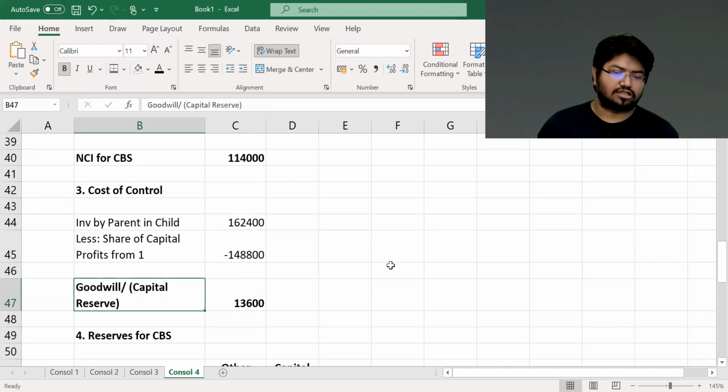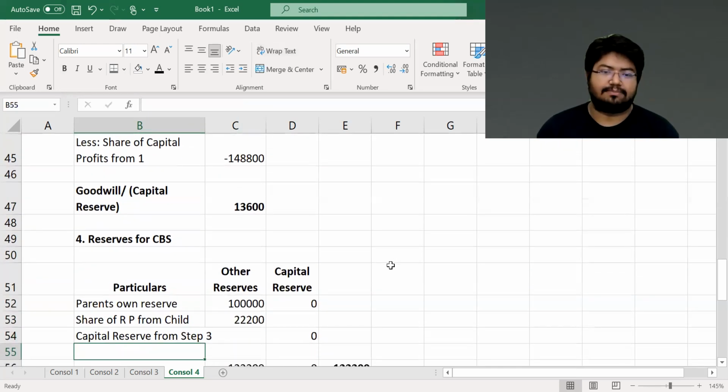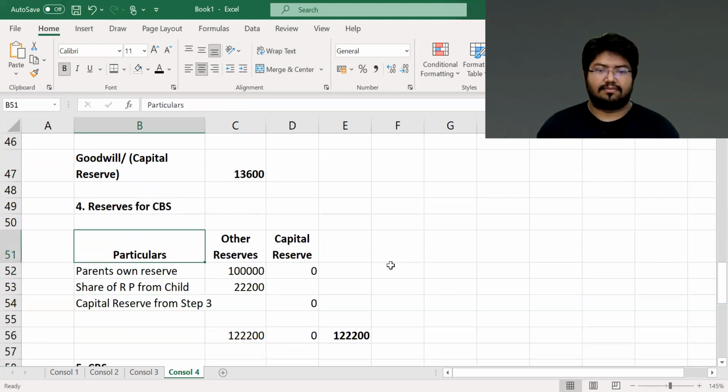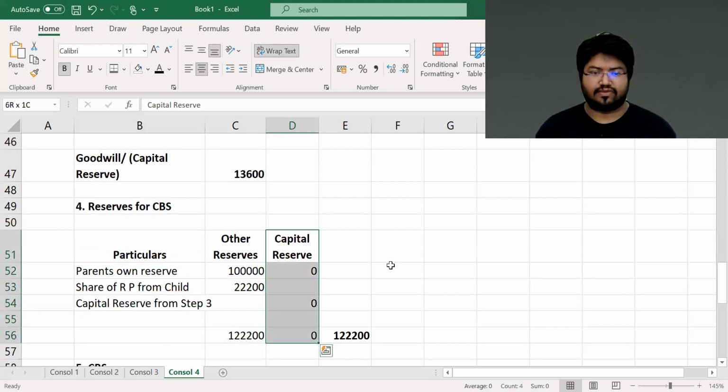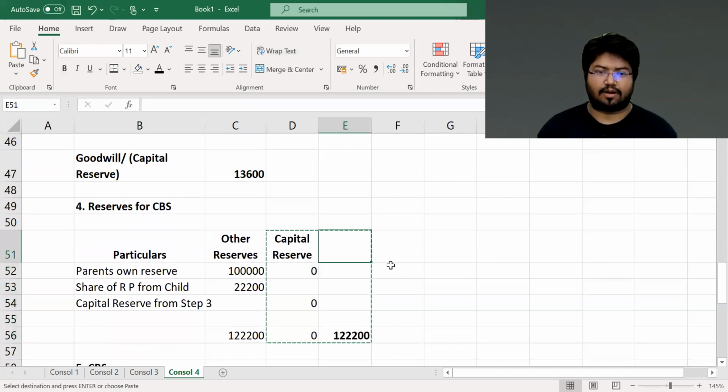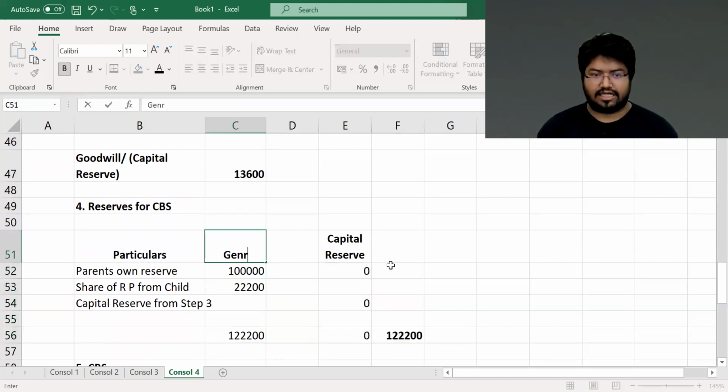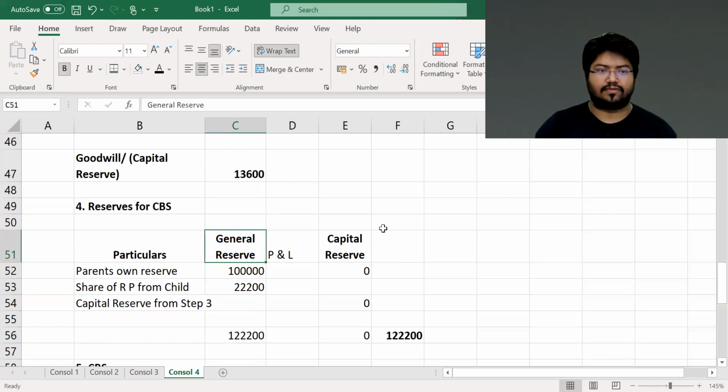If you're done with cost of control, let me know. We'll go to the 4th step. Done, sir. 4th step, reserves for CBS. Be a little cautious here. You actually have proper numbers here. You have general reserve and you have P&L.